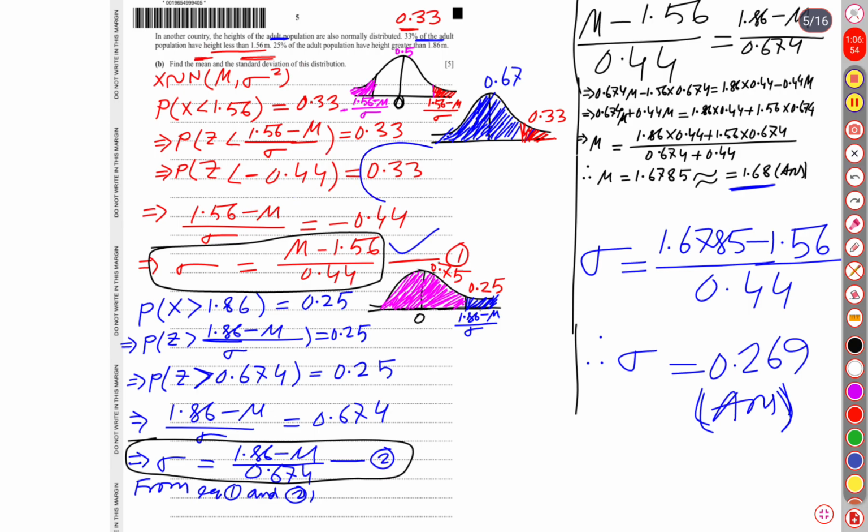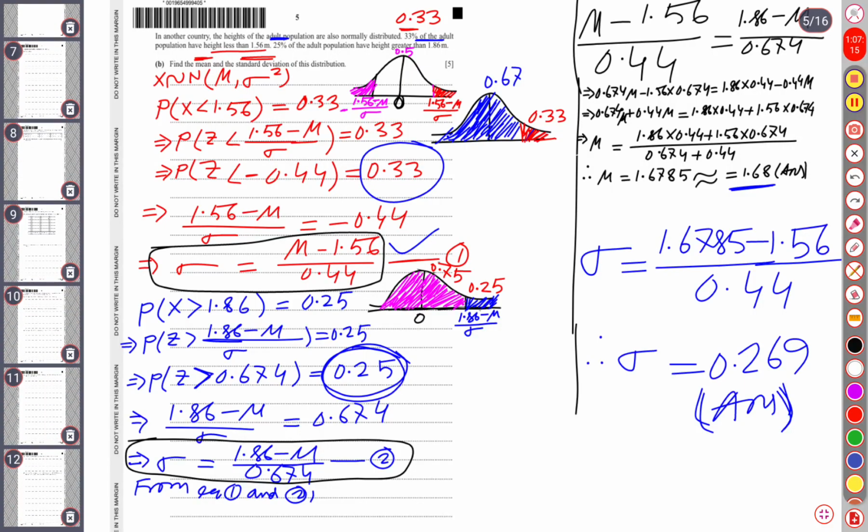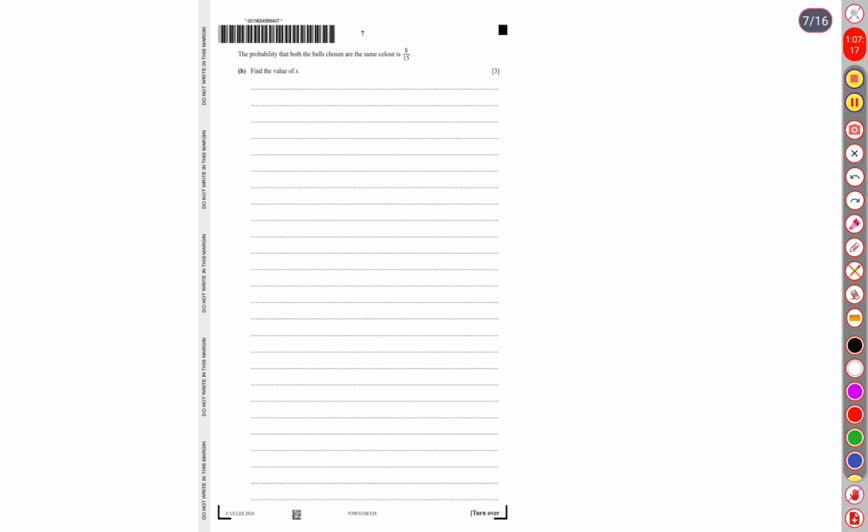Our first probability was 0.33 and the second probability was 0.25, for which we will find 0.67 and 0.75 respectively. One after the other, let me get the image of the picture. Yes, on this page we can take the image of this.